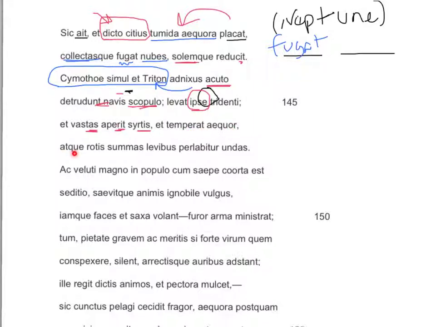And we're still going on with Neptune. Atque rotis summas levibus per labitur undas. Notice we have rotis modifies levibus, summas modifies undas. Notice that word order. A, B, B, A. Think about what poetic device that might be. But meanwhile, notice that summas and undas is accusative. So Neptune is going to do something to the accusative.